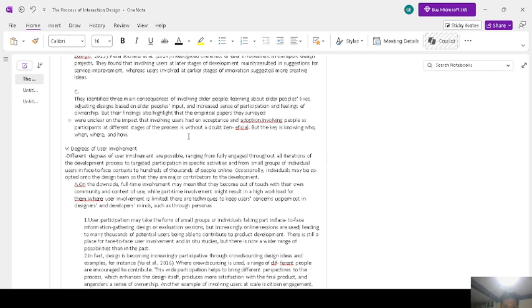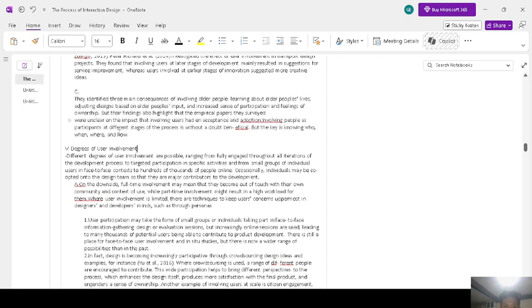So they identify that there are three consequences of involving older people: learning about older people's life, adjusting design based on older people's input, and increased sense of participation. They highlight that it's unclear the impact of involving users on acceptance and adoption.